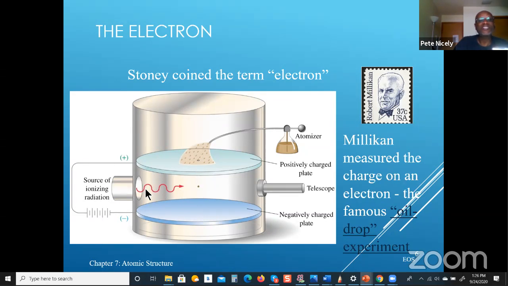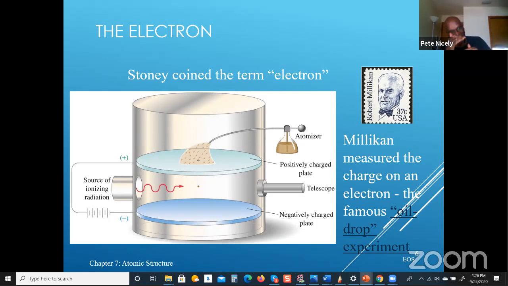And you have some radiation here, which will ionize the molecules of the oil droplet. Now, because this has a charge, you can actually adjust the electric field between the two plates so that the oil droplet is suspended between the two plates.